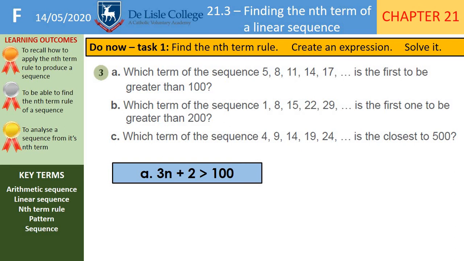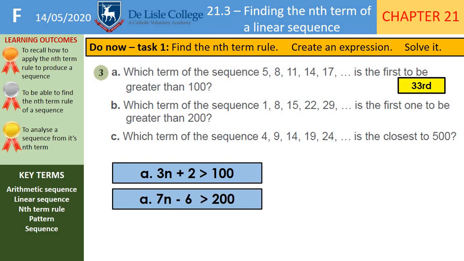Right, good, okay, we'll go through the answers together. So you should have here the 33rd term. For B, you should have had that as your nth term rule, and then you should have found out what n was, and then you should have rounded and got the 30th term.